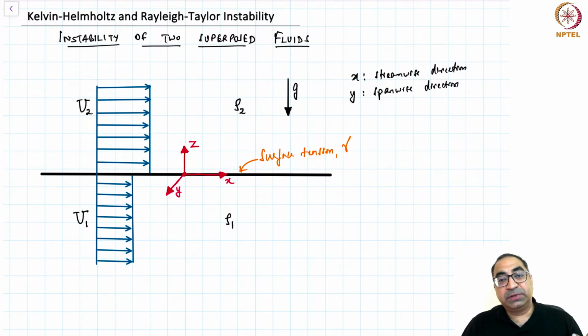Now, without any loss of generality, we can choose to place the origin at the interface separating the two fluids. So x is what's called the streamwise direction, y is the spanwise direction, and z is the direction in which the properties are changing in space. Now, the two streams have a uniform velocity, that's u1 and u2, as shown in the figure.